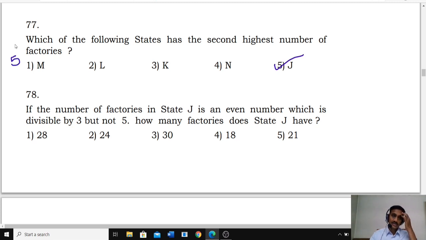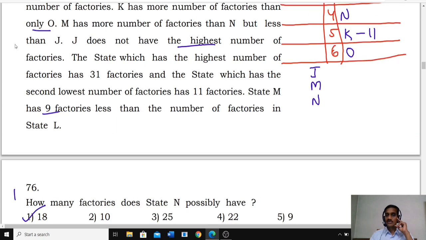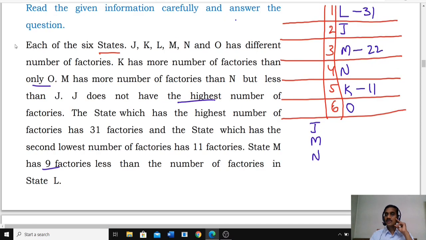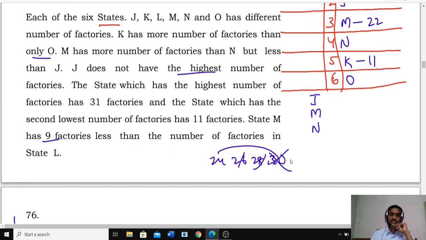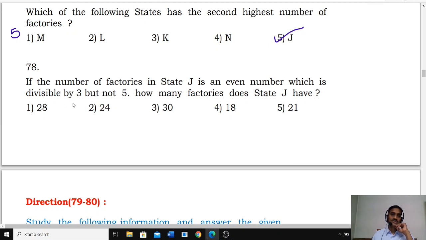Then 78. Now in 78, if the number of factories in J is an even number, which is divisible by 3 but not 5. J is an even number. Between 22 and 31, the even numbers are 24, 26, 28, 30. Divisible by 3: 24 and 30, but not by 5, so 30 is ruled out, hence finally 24. J must have 24. Choice 2 is the answer, 78.